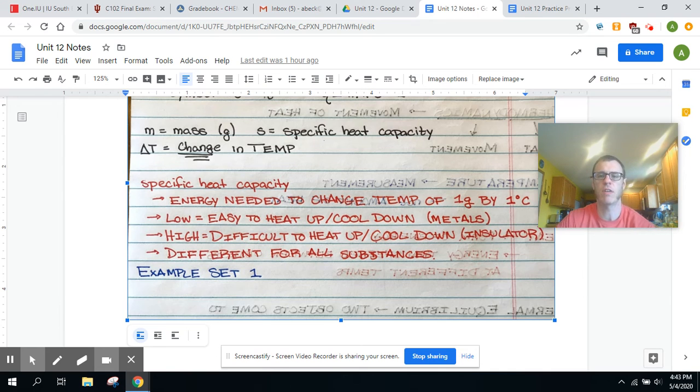One example of specific heat would be if you go to the beach in the summer, the sand gets really hot, and then at night the sand gets cool pretty quickly, but the water pretty much stays the same temperature because it's really difficult to heat up and cool down water.